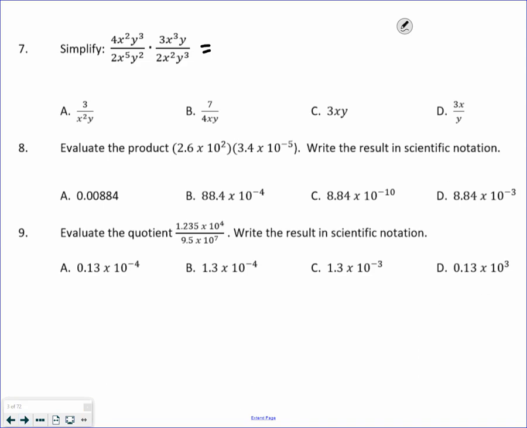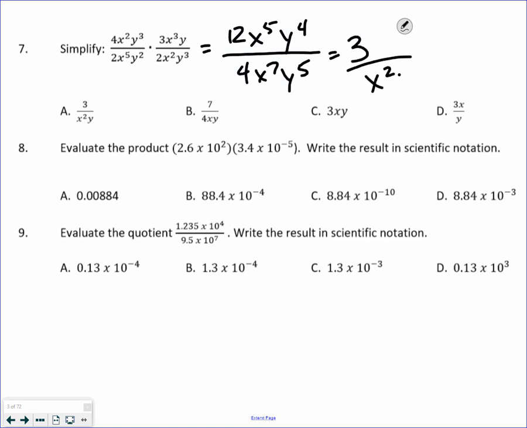Multiply straight across, so you get 12, x to the fifth, y to the fourth, over 4, x to the seventh, y to the fifth. And now reduce. 12 divided by 4 is 3, x to the second, and y. And that would be A is the correct answer.